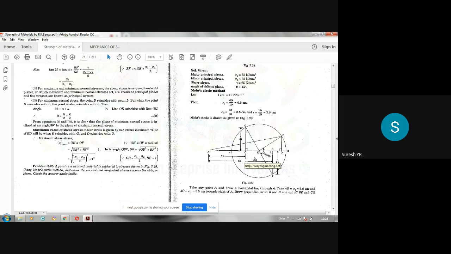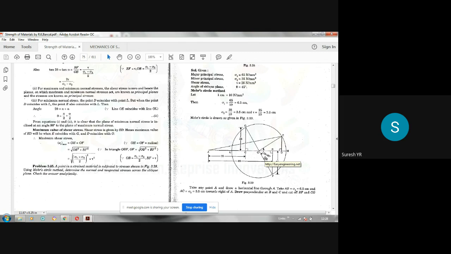Then to know the principal planes, you have to measure this angle made by this GF with the horizontal. That gives 2 theta. Divide it by 2. Suppose the angle is, let us say, 42 degree, 2 theta is 42 degree, theta is 21 degree. Another value of theta is 21 plus 90, which is 111 degree. Like that, you have to take.